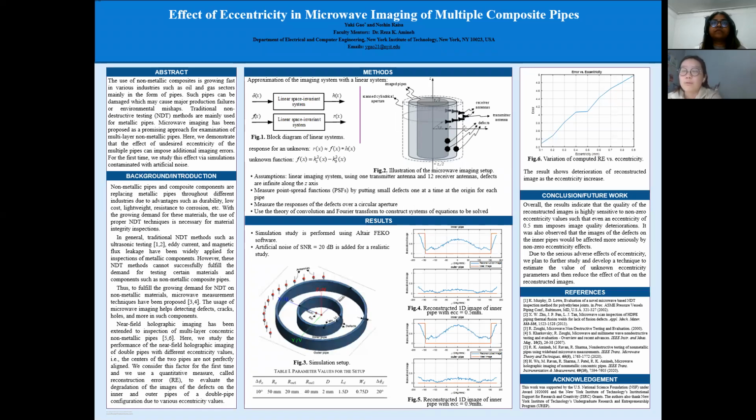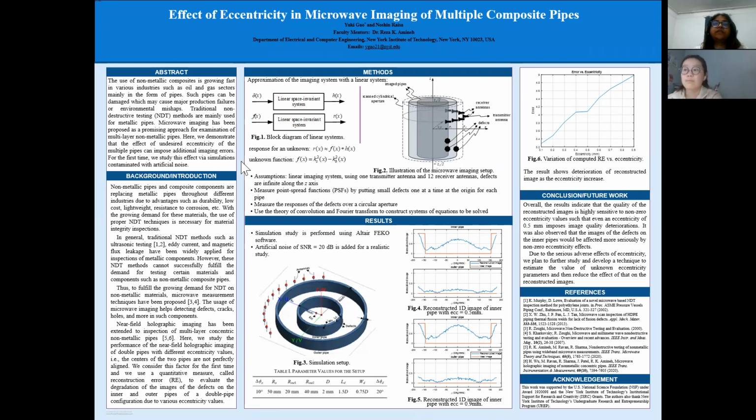The study of various parameters of multiple pipes using microwave imaging has been presented before, but one important factor has not been studied yet. Therefore, for the first time, we are studying this important factor, and that is the eccentricity of the pipes with respect to each other. In other words, we're trying to see what if the pipes are not perfectly concentric and their centers have a non-zero distance. What will be the effect of that on the images when we use microwave imaging?